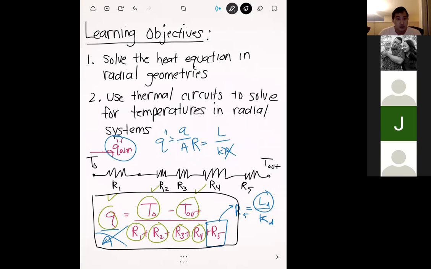Normally you would compute that last resistance as the length of that material divided by the thermal conductivity. But since in this problem you're solving for that LD, you use this equation to solve for LD, because that's the only unknown here.